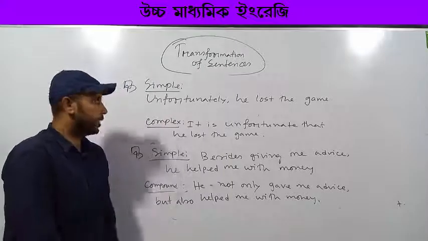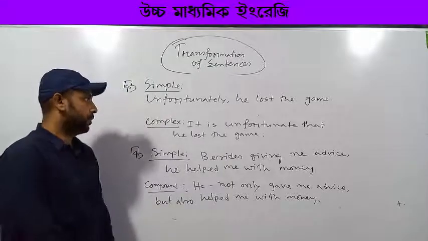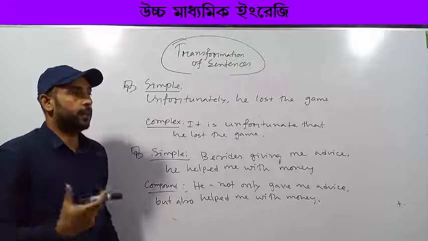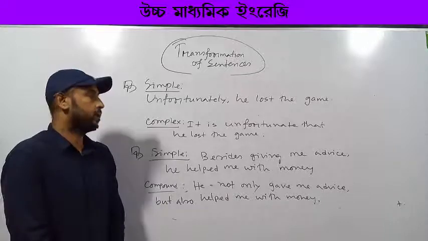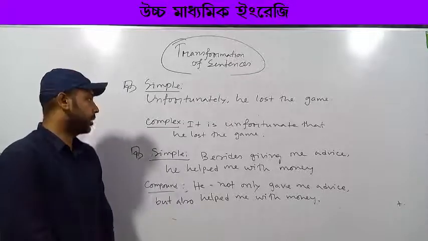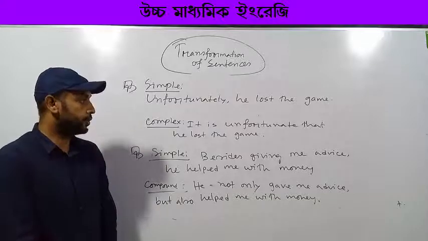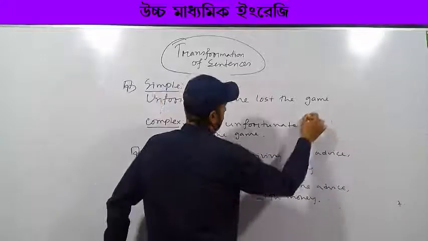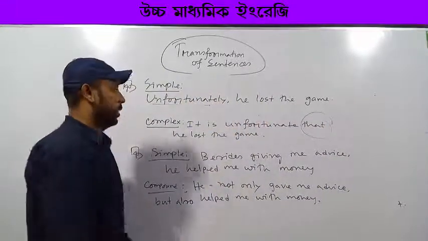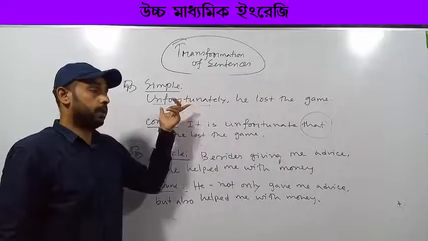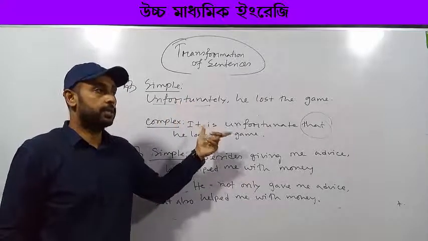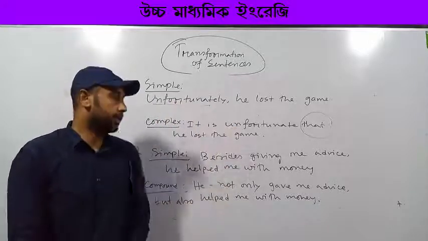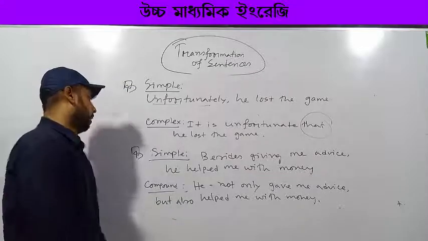Okay, now look at these examples. First one is simple. Unfortunately, he lost the game. So if you find this type of adverb in a simple sentence, and if you are asked to make it complex, you have to use a that clause. That is, it is unfortunate that he lost the game. So you have to use a that clause here. For example, with usually you have to use it is usual that. Here we have got unfortunately, that's why you have to use it is unfortunate that he lost the game.